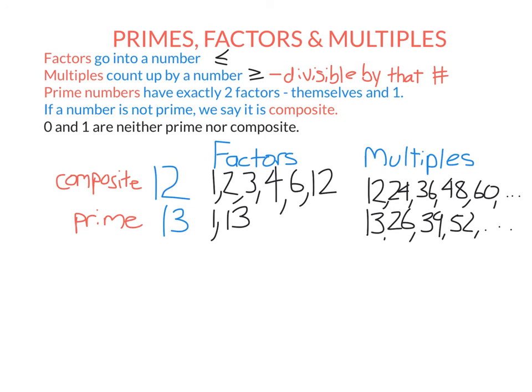Make sure you also understand prime and composite. The biggest mistake people make there is that they forget 0 and 1 are neither prime nor composite. That's because 1 only has 1 factor, whereas a prime needs to have exactly 2 factors. So how do we actually find prime numbers? Well, we use something called the sieve of Eratosthenes, and I'm going to show you that in another video.